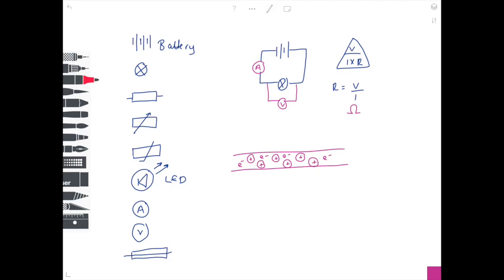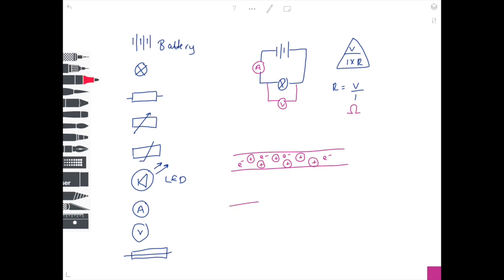Now what happens if you heat that wire? Obviously those positive ions are going to vibrate more because they contain more kinetic energy, and therefore it's going to impede or inhibit the flow of electrons through the wire. So if they ask you why does resistance increase with increased temperature in a wire, you're going to say it's because the positive ions vibrate more, stopping the flow of electrons.